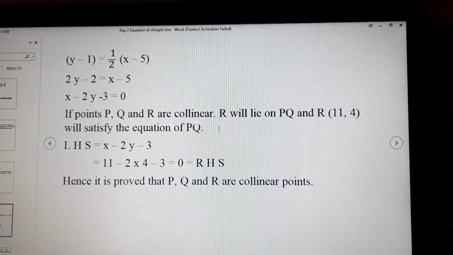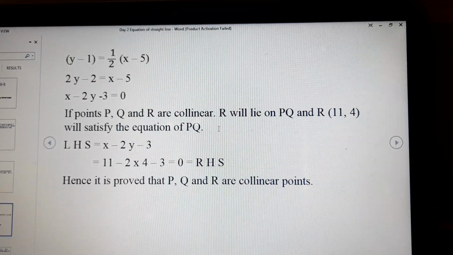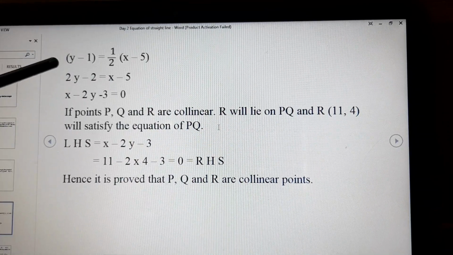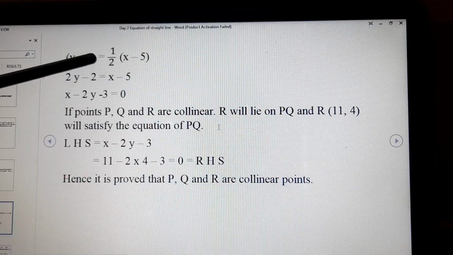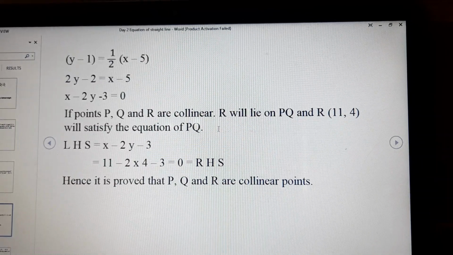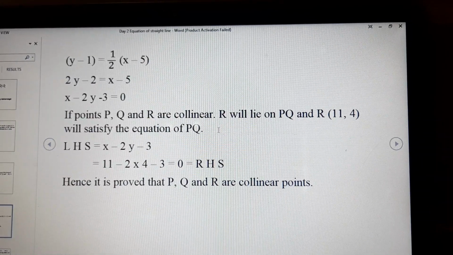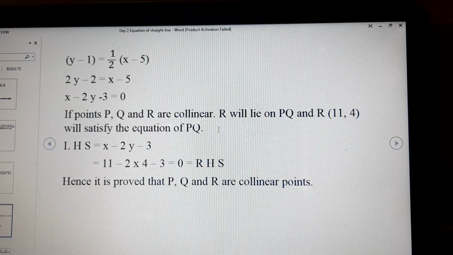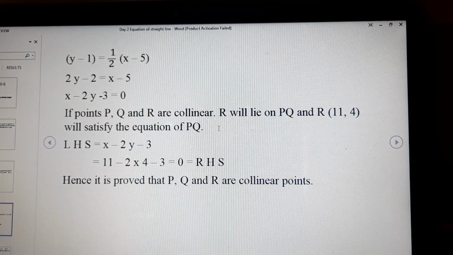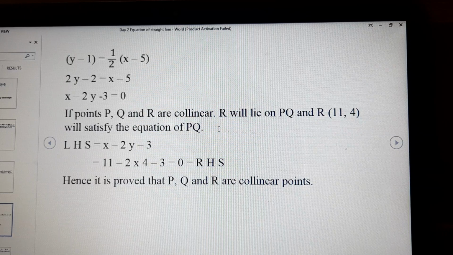So we'll get the equation x minus 2y. We'll do cross multiplication here, because of the bracket: 2y minus 2 and x minus 5. The equation becomes x minus 2y minus 3 is equal to 0. Now we have to prove that P, Q and R are collinear.